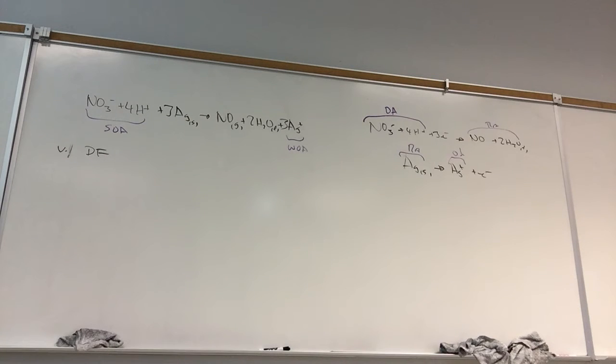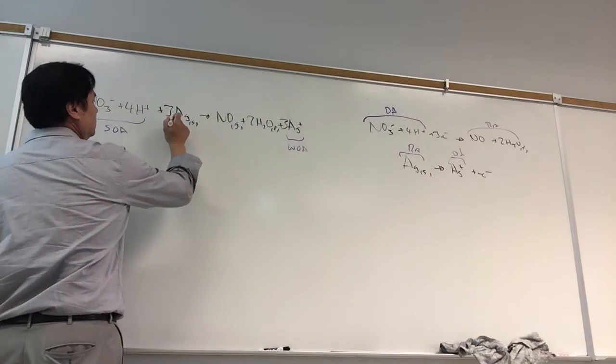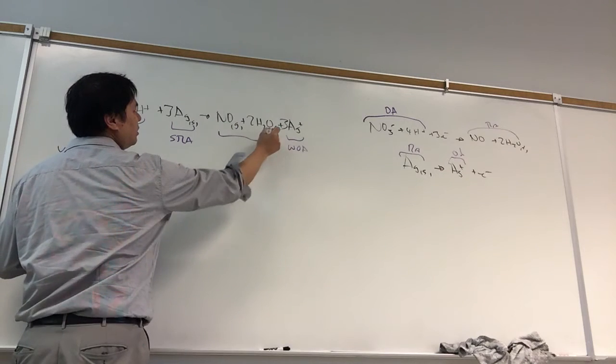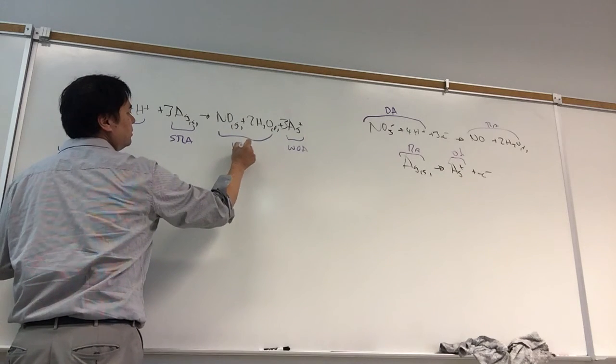We're going to go up. First one we hit is silver. There it is, silver, and then at the top there's NO and water. So silver is a better reducer. That makes sense here. Silver is a stronger reducer than NO and water. NO and water is a weaker reducer.